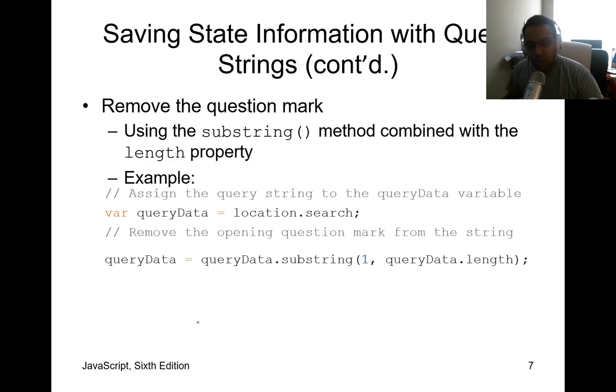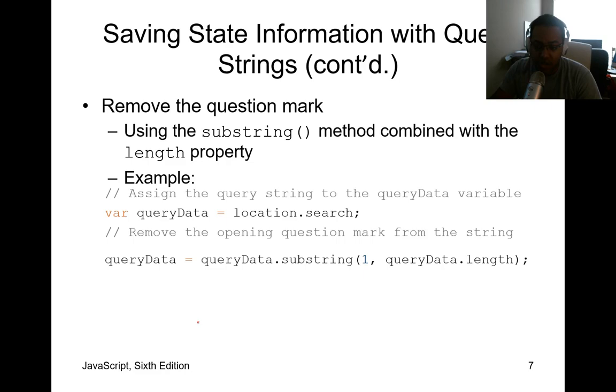Okay, so if you want to remove the question mark, you can use substring. There's only going to be one question mark when you do a URL that's got a query string, so you really don't have to do that. What you could do is say split, and the URL that's before the question mark will be in the 0th position, and the query string will be in the 1st position.